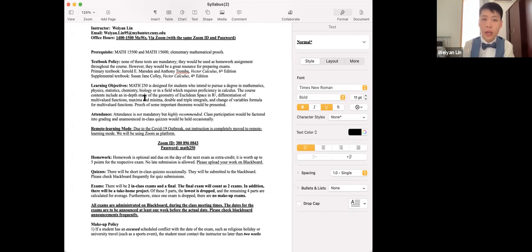Same as the exams, yes: handwritten and then scanned, or if you have an iPad app, you can write it down in the iPad app, or just type it up on the computer, as long as it's legible and it shows your work, right? Okay.